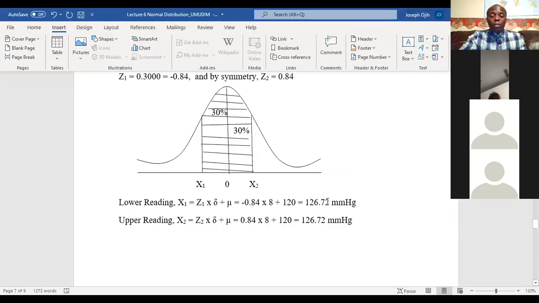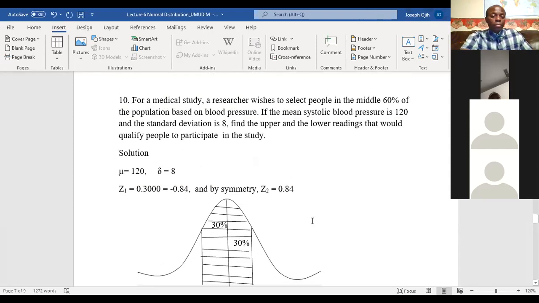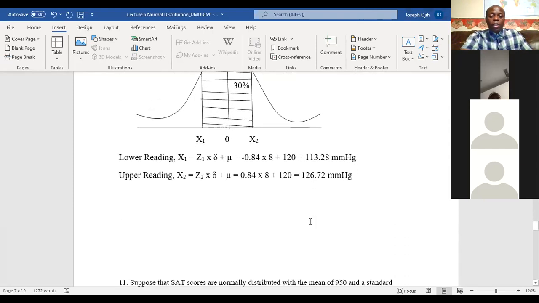113.28. But this one, if you remove the minus sign, it's gonna give you 126.72. So the lower reading to qualify is 113.28 millimeter of mercury, and the upper reading to qualify is 126.72 millimeter of mercury to participate in this study.